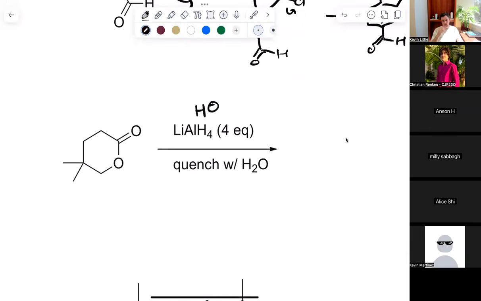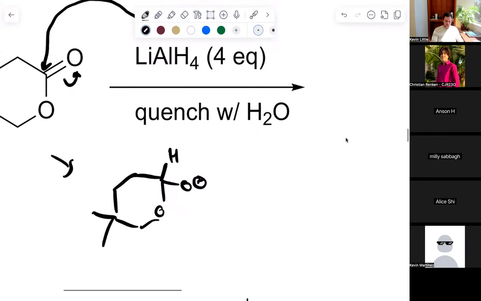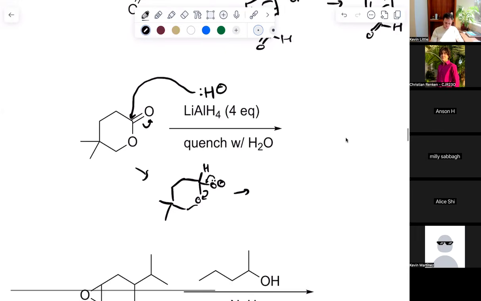H minus. LAH you can think of as a hydride source. This is a nucleophilic hydride, unlike NaH. It can add into that carbonyl. I form a tetrahedral intermediate. When I break that carbonyl, it wants to reform. I have my best leaving group, which is that oxygen, so that opens up that ring.